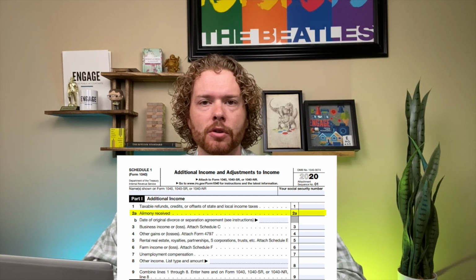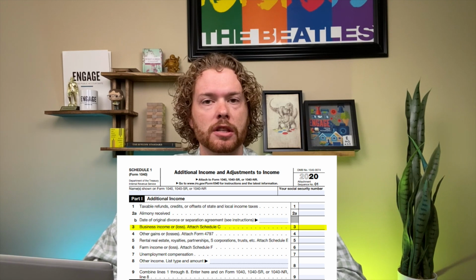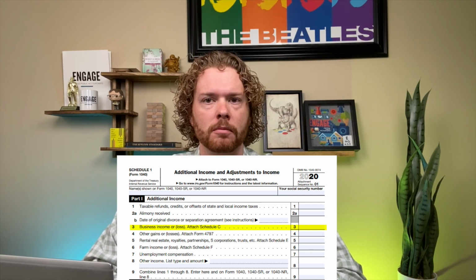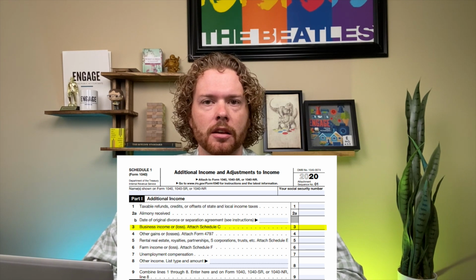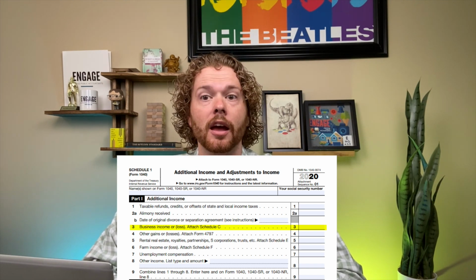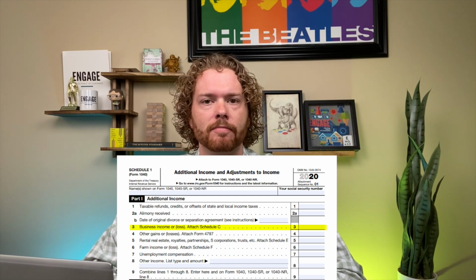Next up is alimony, and then the famous Schedule C. And this is where you'll see your self-employed taxable income if you own a sole proprietorship or single member LLC. You'll detail out your income and expenses on Schedule C, and then the net of all your income and expenses related to your self-employment income gets input here on Schedule 1, line 3.